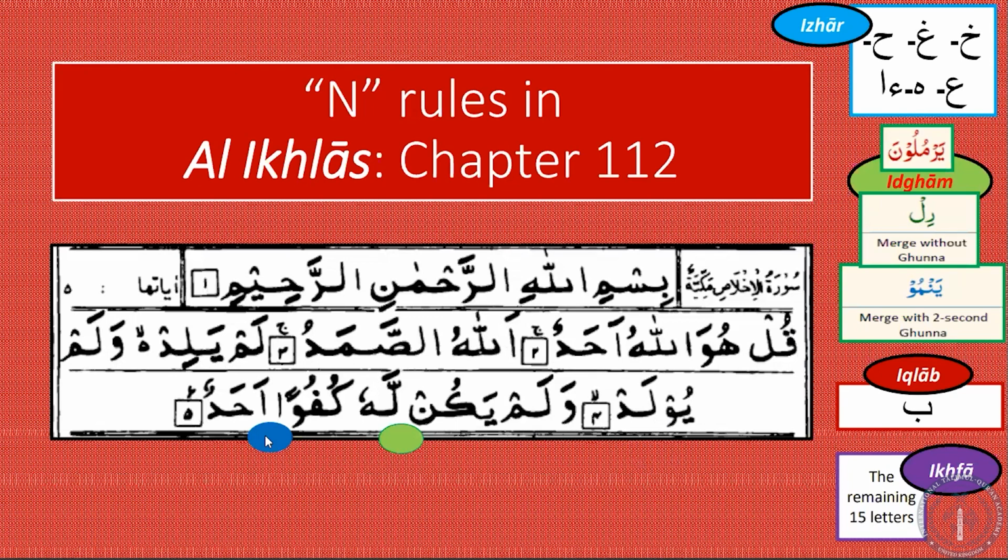And then again here, all of them are short except for one. Let's see if you can spot it. Walam yakun lahu kufuwan ahad. Where was that long vowel? It was here, right? The long stretch dhamma, the inverted dhamma. So keep all the vowels very short except for that one vowel in each of the verses, just the one long vowel.